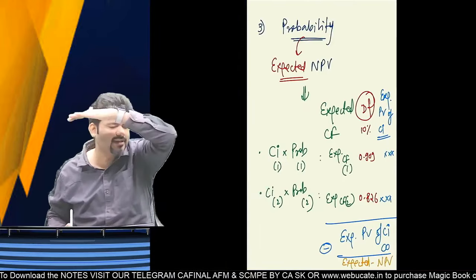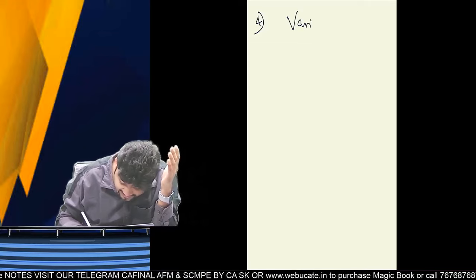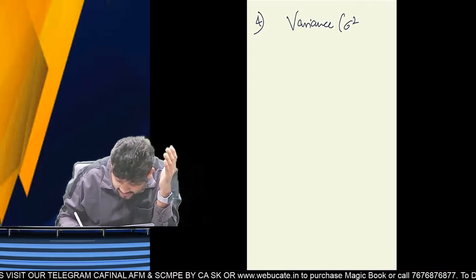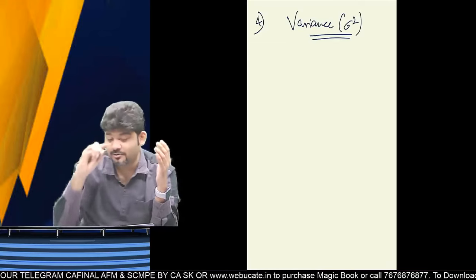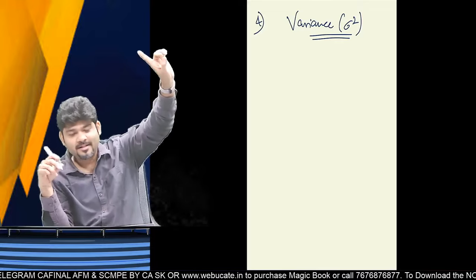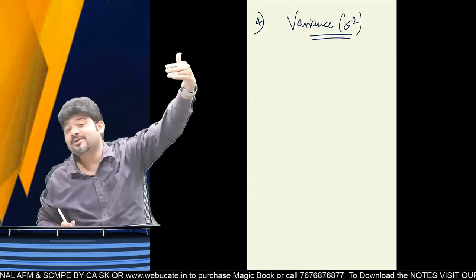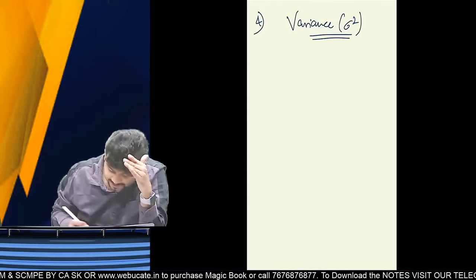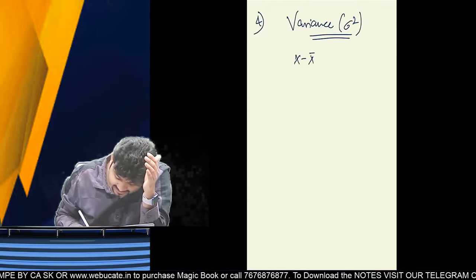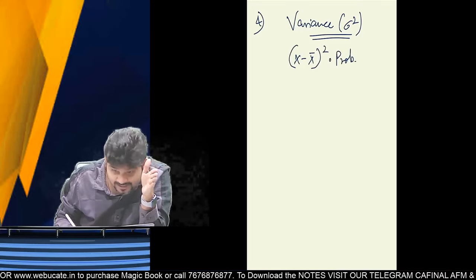That's the reason I take my time in explaining the base concept. Once that is done, the remaining part will become easy. And next part is variance. Even in your portfolio management, how did you start? You started with the expected probabilities, expected returns. Then you went to the risk, which was the variance. How did you calculate the variance there? X minus X bar, the whole square into probability. And then you did the summation.